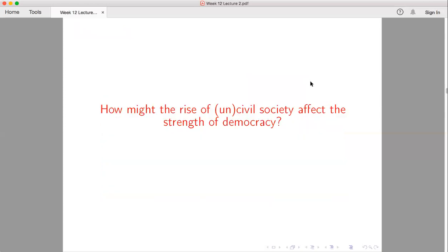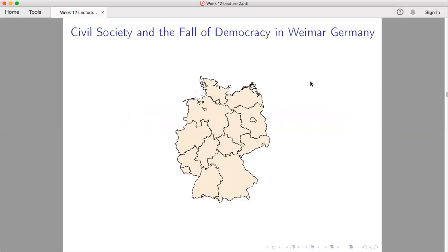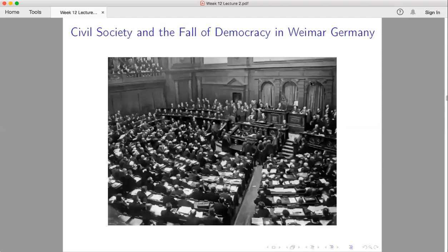But it's interesting to look at how the rise of uncivil and civil society groups might affect the strength of democracy. And one place where we've seen this in class through your reading is the case of Weimar Germany. So Weimar Germany is kind of an exceptional case in that it was a very robust democratic experiment in Germany that happened right after World War I. So from the 1920s to about the 1930s. So here, this is Germany's big democratic experiment. We get a new constitution.